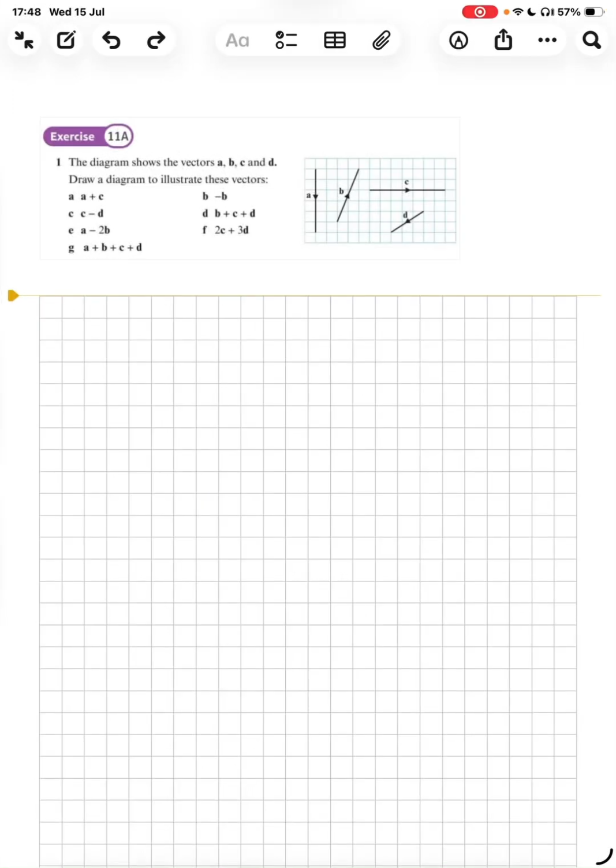Okay, so exercise 11a, and we've got vectors. Now, the key thing with vectors is when we talk about a plus c, that is the route the vector would take when you go through a, then go through c. This is better shown in a diagram.